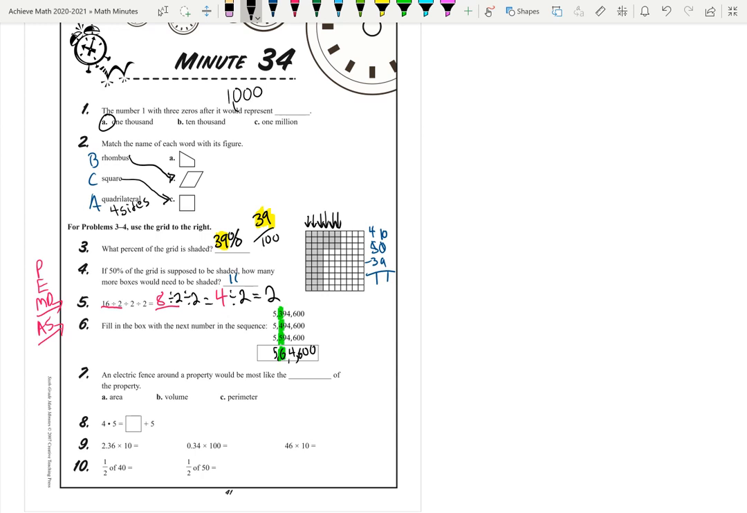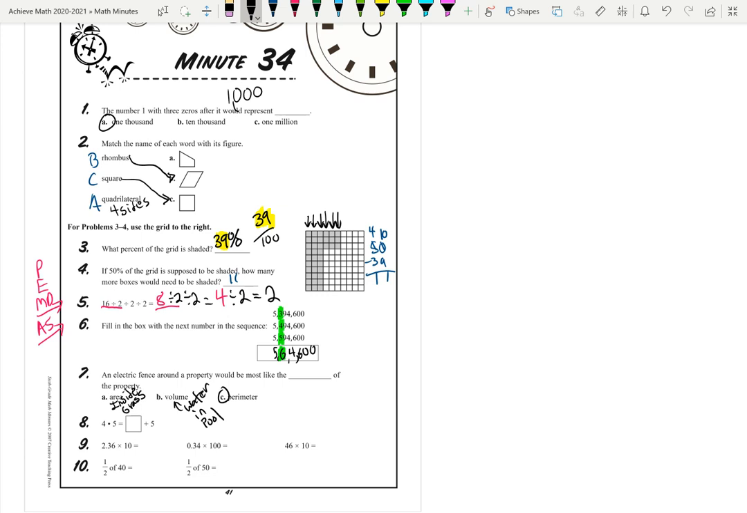Number 7, an electric fence around a property would be around the perimeter. Area would be the inside. It would be the grass. The volume, you want to think of volume as the water in a pool. It's 3D.